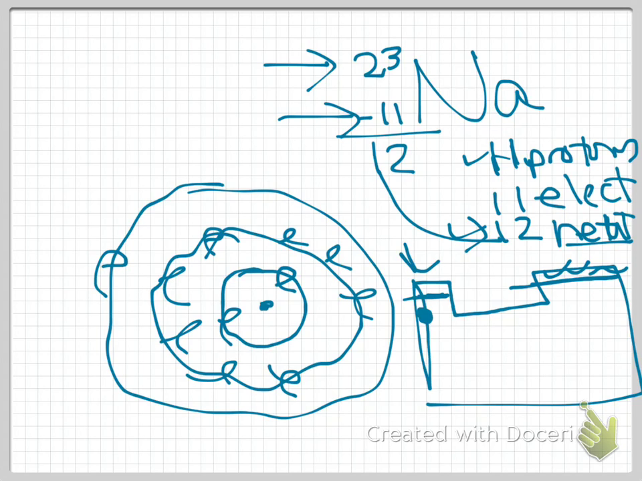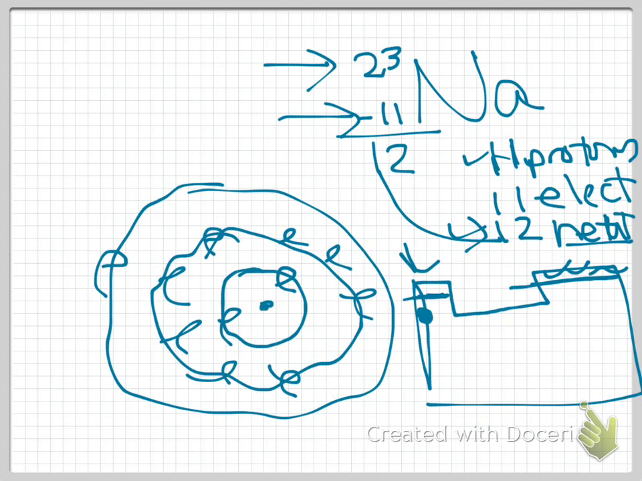It's beautiful. But if it could just lose that 1 electron, it would have 10 electrons. And if you'll look at number 10 on the periodic chart, you'll see that it's neon. And neon is a coveted noble gas. And the noble gases are extremely stable.